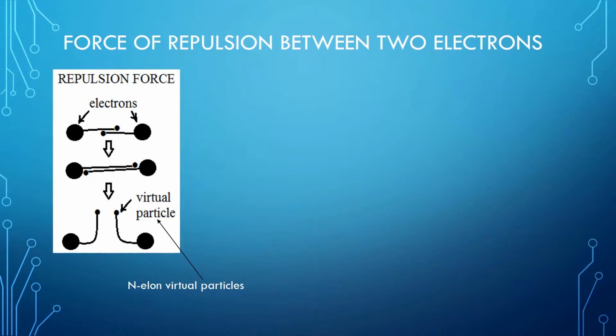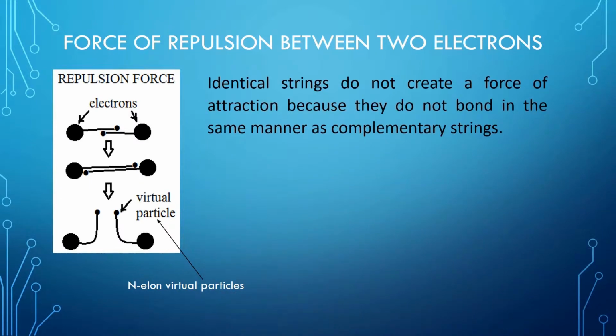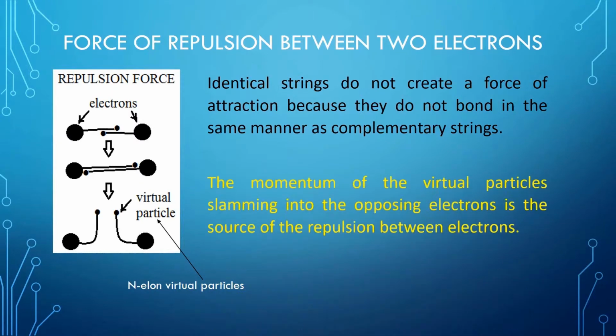Let me emphasize two important points. Identical strings do not create a force of attraction because they do not bond in the same manner as complementary strings. The momentum of the virtual particles slamming into the opposing electrons is the source of the repulsion between electrons. The force of repulsion between two electrons is calculated using the same equation used to calculate the force of attraction between electron and proton. This seems rather strange, but elastic string theory explains it easily.